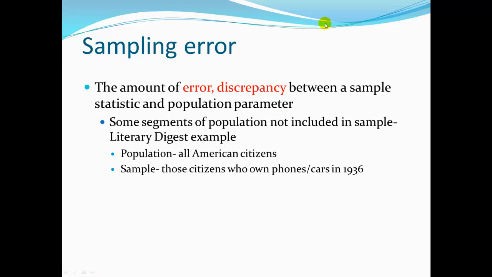But anyway, what we're getting to here is that any sample has what's called sampling error. You want to remember this term. Basically, this means the amount of error or discrepancy between a sample statistic and a population parameter. And again, if you do a bad job drawing your sample and you don't do it randomly, then you're probably going to have a lot of sampling error. One of the things that you learn in your research methods classes is how to really reduce that amount of sampling error. But even if you do everything right, there's still going to be at least some small amount of sampling error.